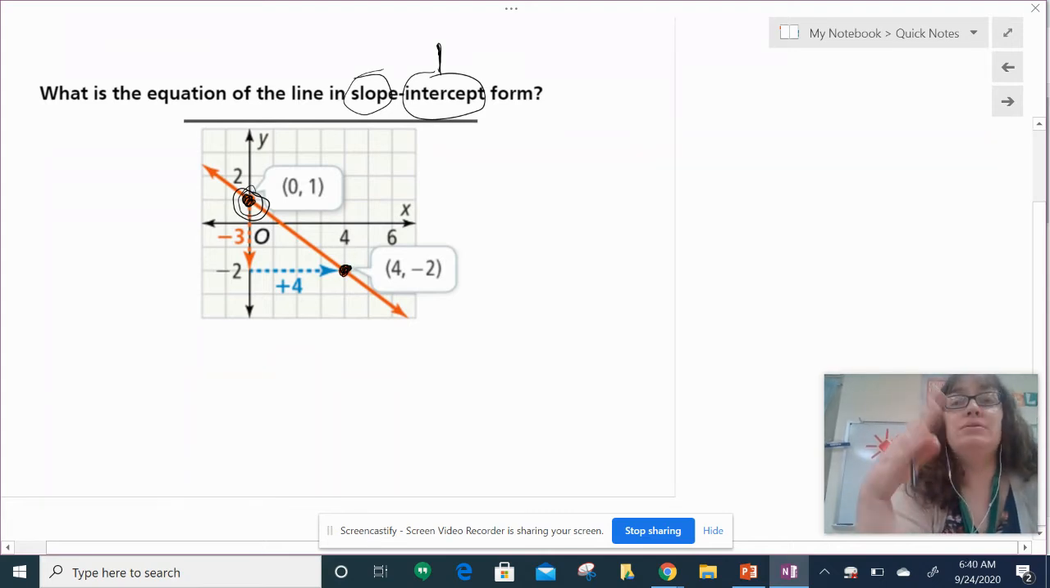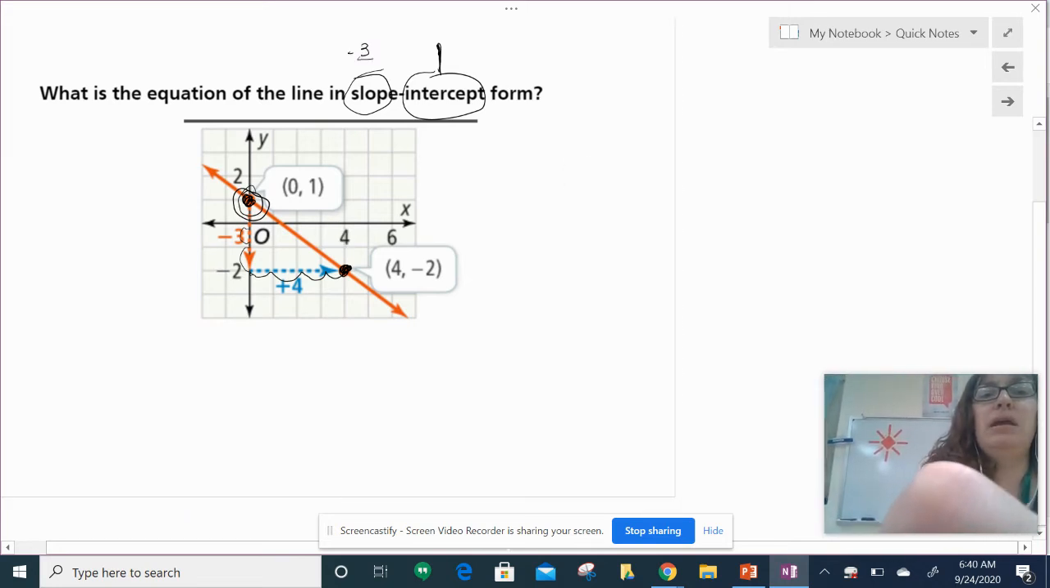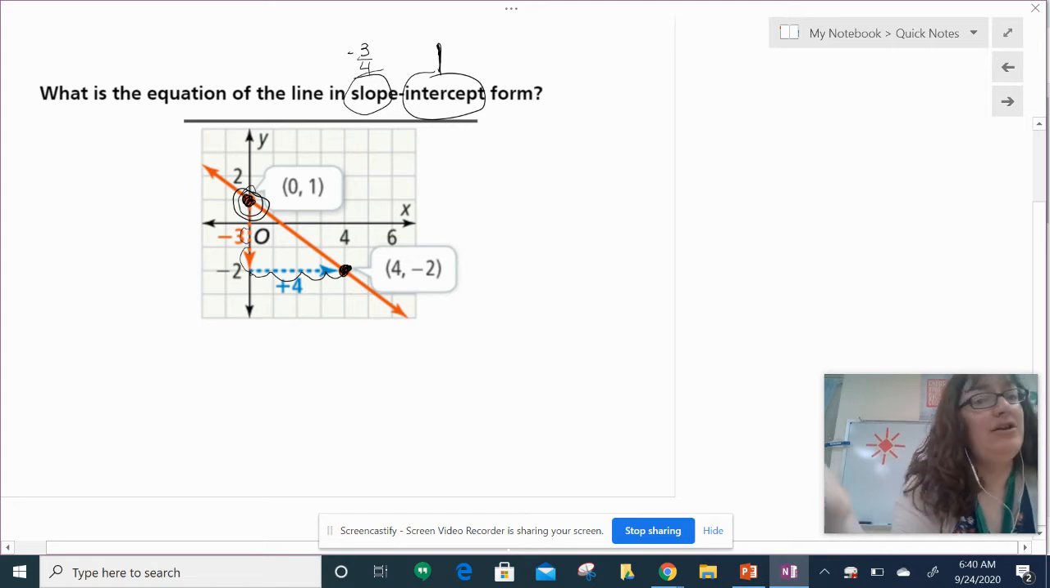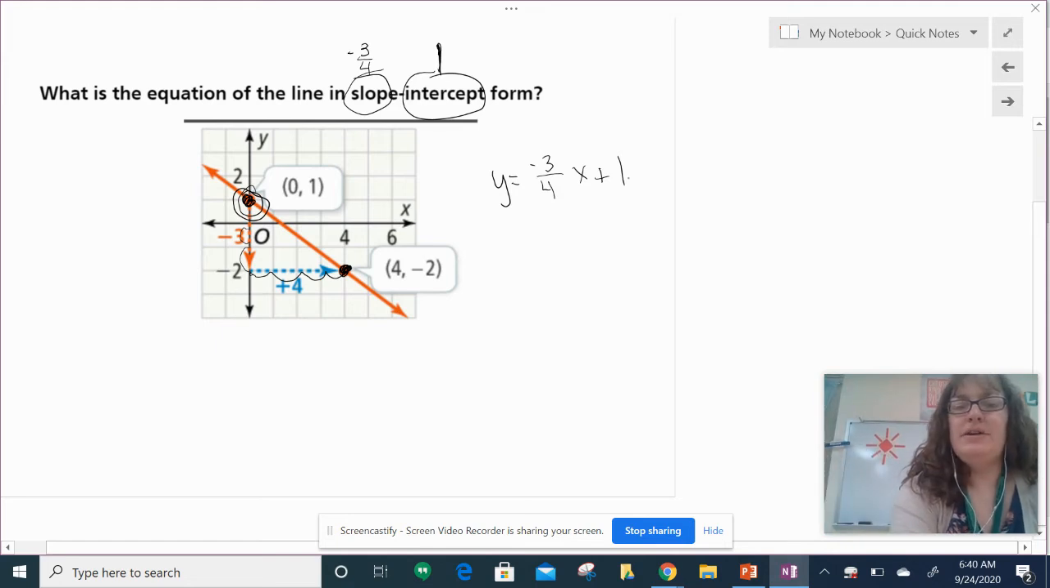So now I'm going to count the rise and the run. From this point to this point, it looks like I had to go down 1, 2, 3, and I had to go to the right 1, 2, 3, 4. So because I went down 3 and to the right 4, my slope would be -3/4. So now that I know those two pieces of information, I'm ready to write my equation. y is equal to -3/4 x plus 1. Again, beginning at the y-intercept of 1 and then following that slope, moving by going down 3 over 4.